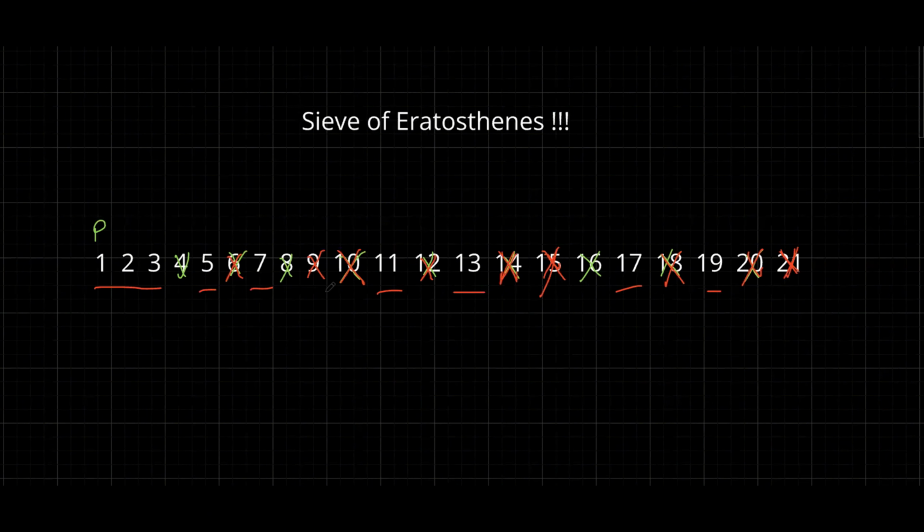So by using this algorithm, which is the sieve of Eratosthenes algorithm, we can determine the frequency of prime numbers in the range between 1 to n. I hope you understood the algorithm. Now let's move on to the code.